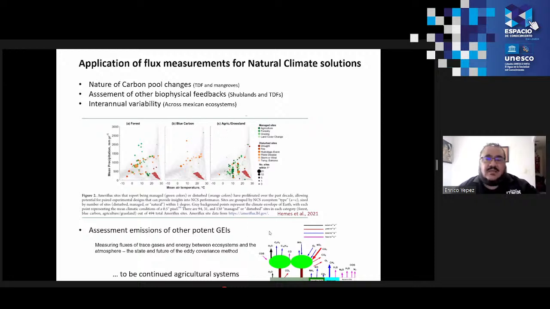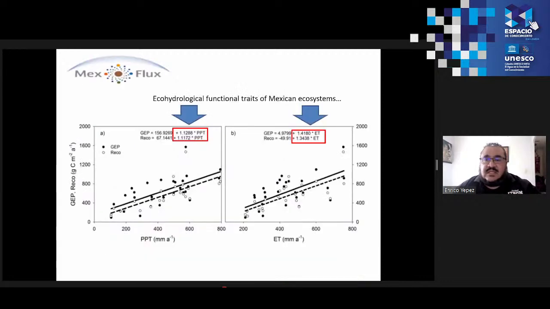And by the way, with the eddy covariance technique, we can measure not only CO2 but other entities that are exchanged between the surface and the atmosphere, and we can certainly assess the potential for greenhouse gas emissions in other contexts.